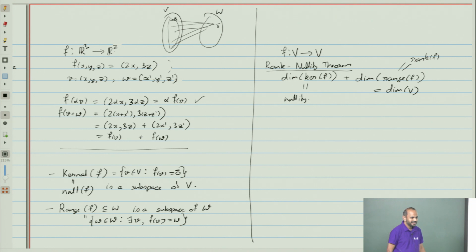A comma B comma C where C is not equal to 0. Any point A, B, C where C is not equal to 0. If you take A, B, C, you will get 2A, 3B. It is not equal to the 0 vector, no? Let us say I take 1, 1, 2. If I apply the function, I will get 2, 3. It is not the 0 vector. This has to give the 0 vector, no?